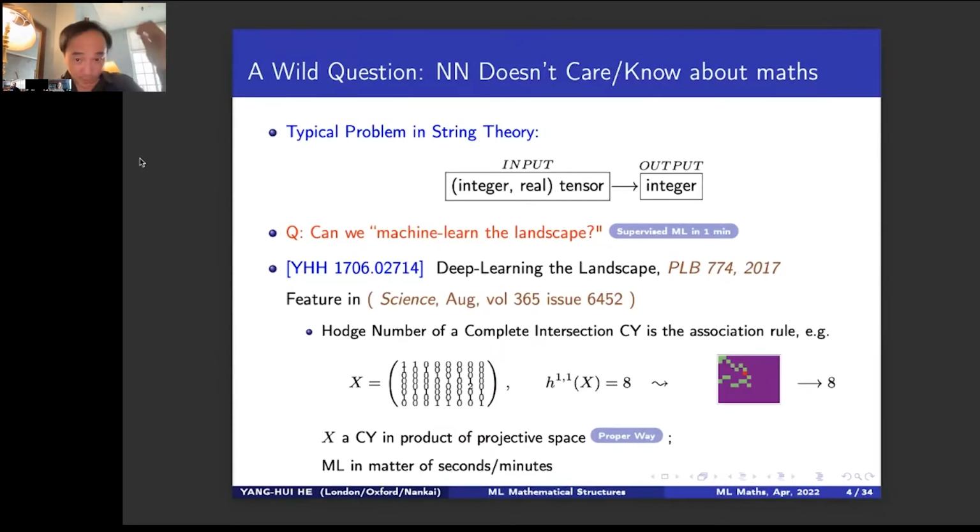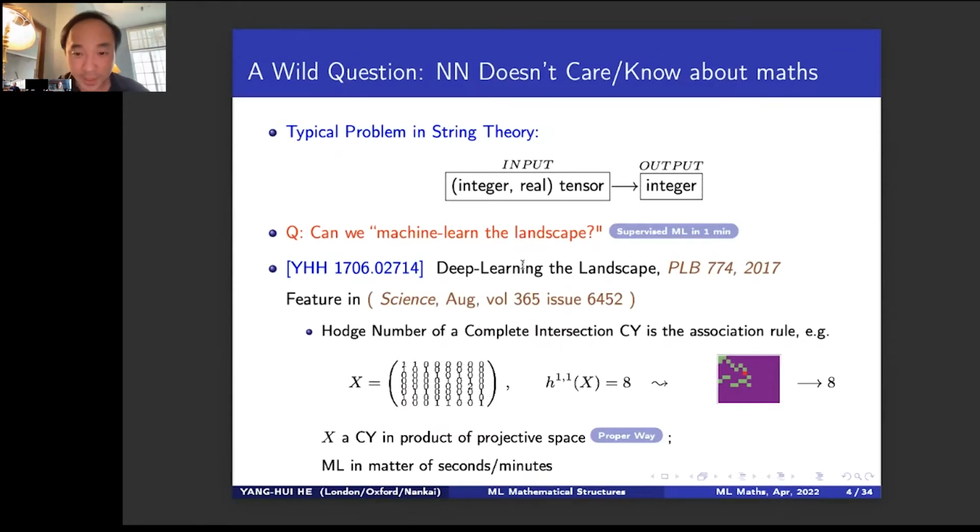So I was thinking, isn't this exactly the kind of problem that's perfect for machine learning? Because that's what machine learning is: you take an integer tensor input and you spit out some integer output, right? This is the perfect kind of problem. So that's what got me thinking in 2017. At the time, I was wondering, can you deep learn the landscape of string theory? But then what motivated me was, can we actually machine learn the landscape of algebraic geometry?